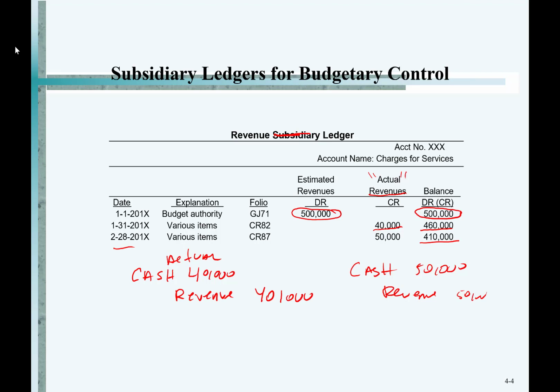I stick that credit in the what? In the revenues ledger, and now I know I have what? $410,000 to go. So the debit to estimated revenue sits there as a placeholder all year as we have our what? Actual revenues, which are credits, and then we go ahead and can see what we have left to go.